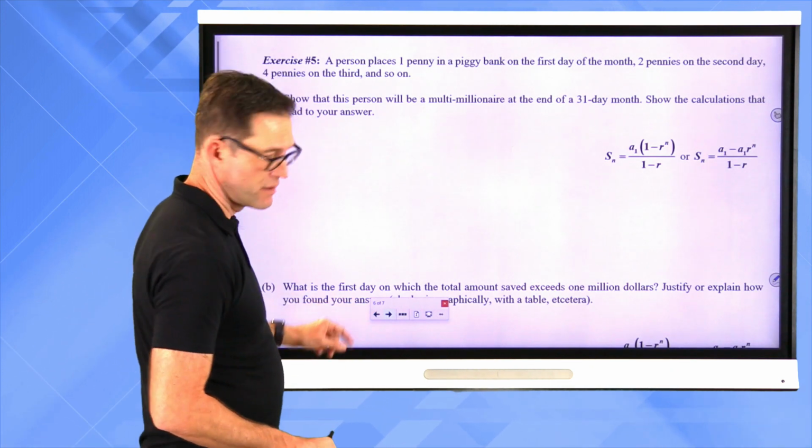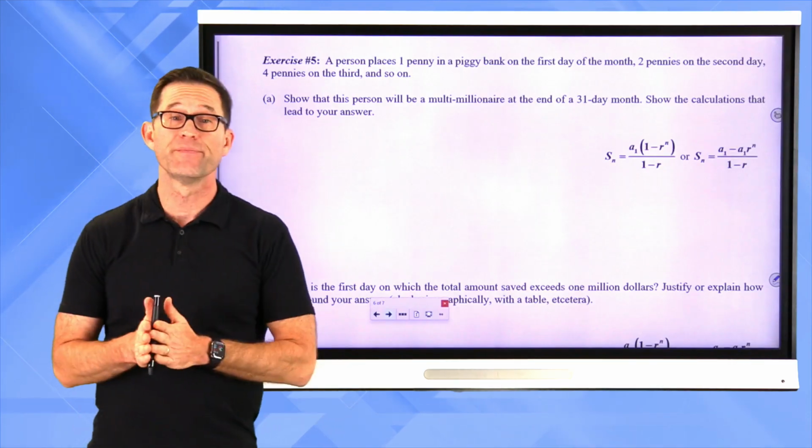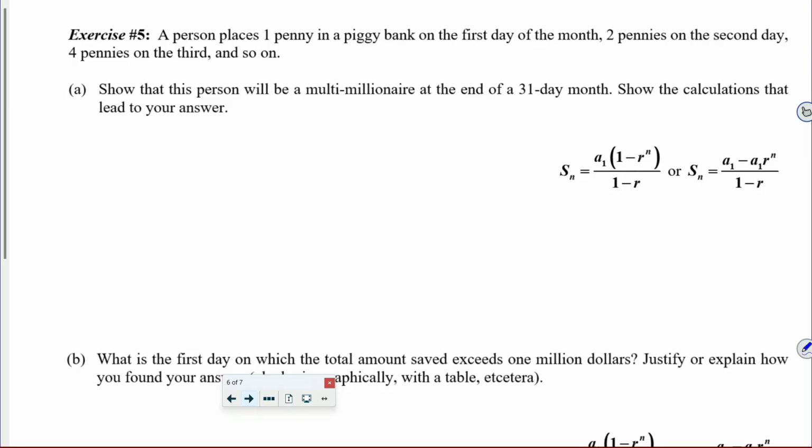Actually, let me go back. Yeah, nope, that's good. Okay, so exercise number 5. A person places 1 penny in a piggy bank on the first day of the month, 2 pennies on the second day, 4 pennies on the third day, and so on. Show that this person will be a multimillionaire at the end of a 31-day month. Show the calculations that lead to your answer.